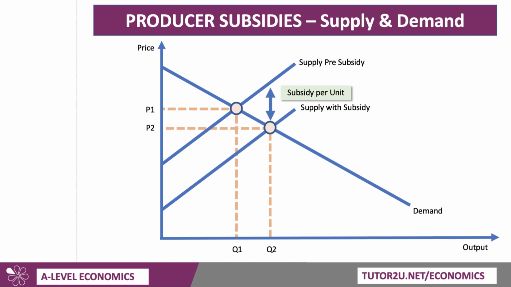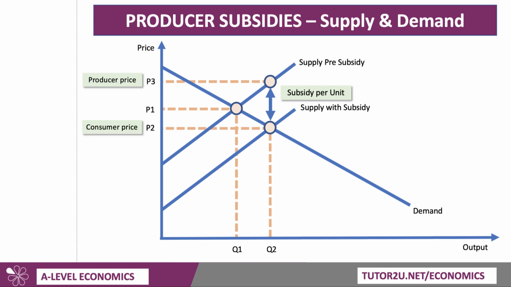There's the subsidy per unit, it's that vertical distance. So in fact, although consumers are paying price P2, the producer will get P2 plus the subsidy, that financial payment. So you have to add on the subsidy from price P2, draw it across to find P3, which is the price that the producer gets, whereas P2 is the price that the consumer pays.